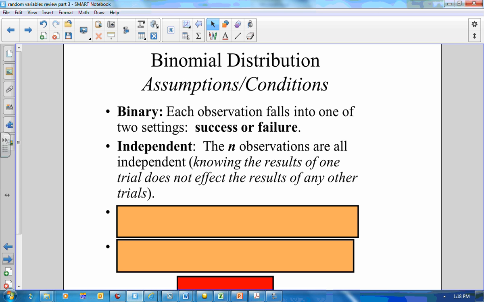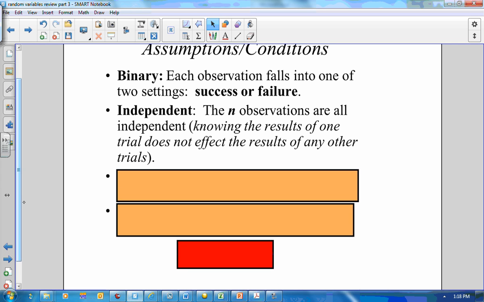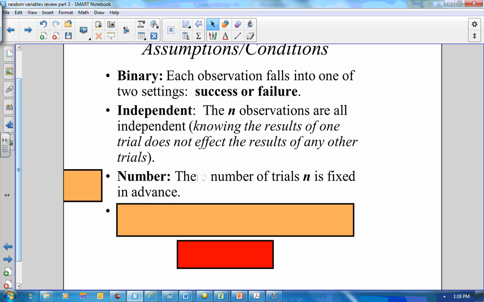Flipping a coin and recording whether it's a head or a tail is an independent event, because each flip of the coin is independent. Just because I get 5 heads in a row doesn't mean the next one is going to be a head. The probability is still 0.5 that the next one is going to be a head. And so the number of trials n is fixed in advance. So I decide to flip a coin 20 times and count how many heads I get.